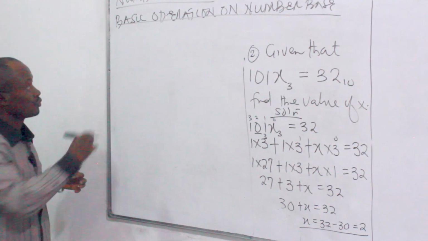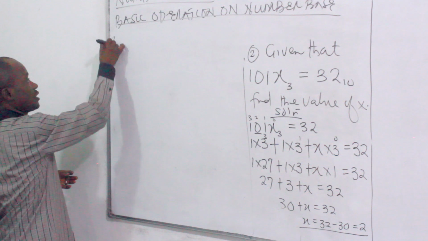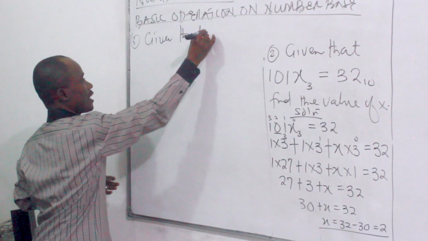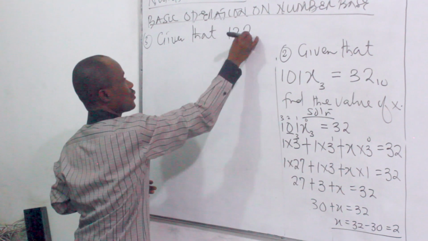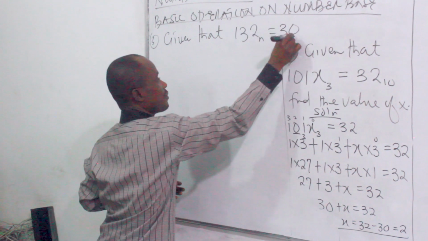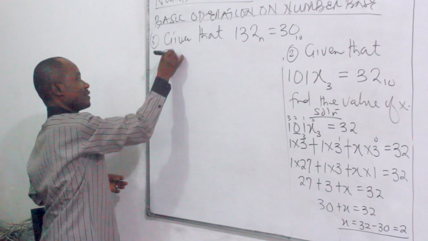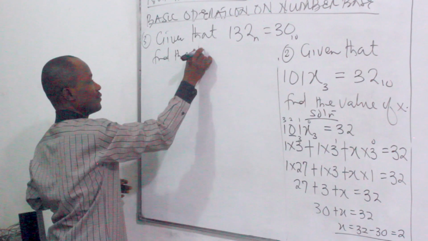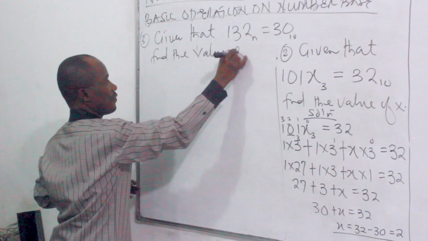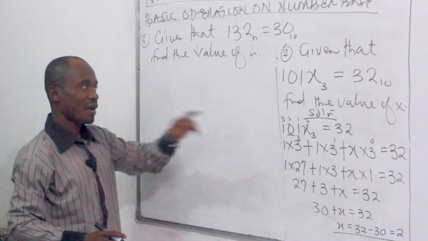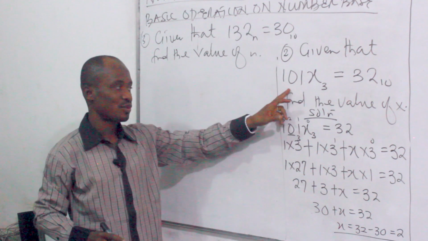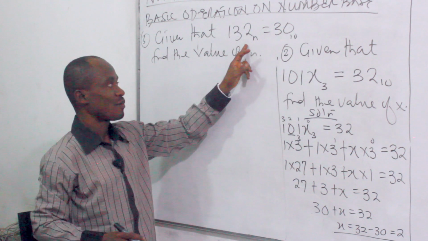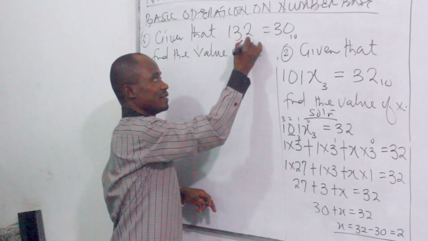Example number 3. Supposing we are given that 132 in base n equals 30 in base 10. Find the value of n. Unlike example number 2, where we have a missing digit, in example number 3 we have a missing base, n.